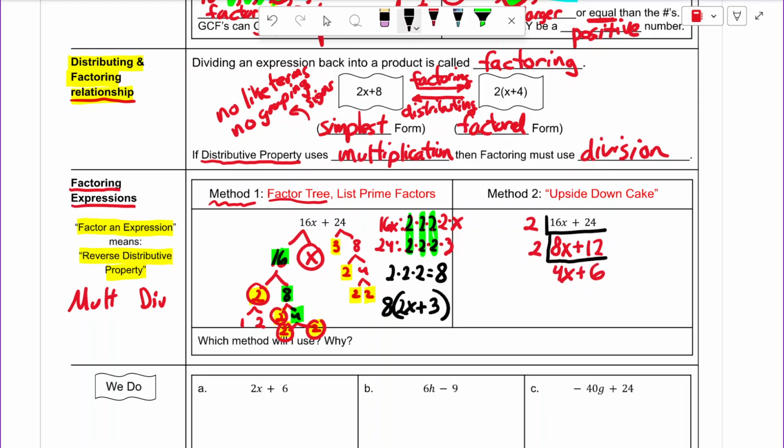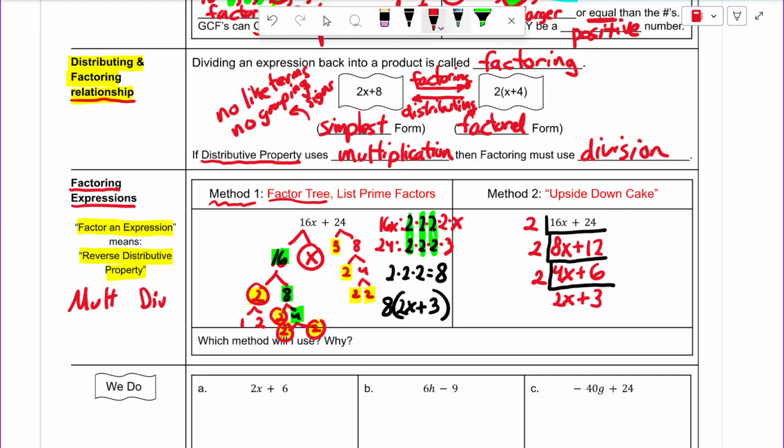And then you think, well, look at that. They're still even. I can take out another layer of cake. 2 right here. 2 goes into 4x, or 4x divided by 2 is 2x. And 6 divided by 2 is 3. And then you say to yourself, well, is there anything else I can take out of 2x plus 3? And there is no other common factors in those two numbers.